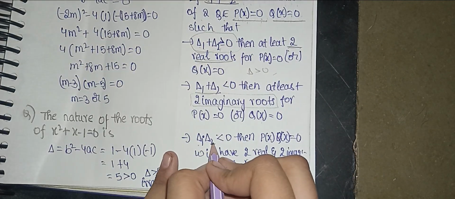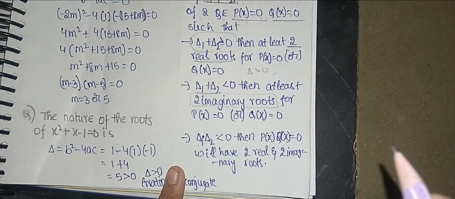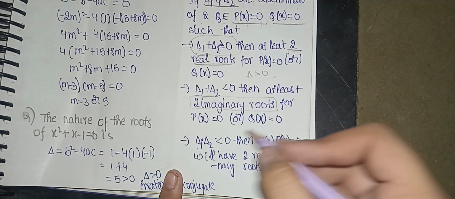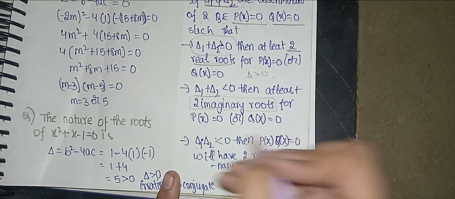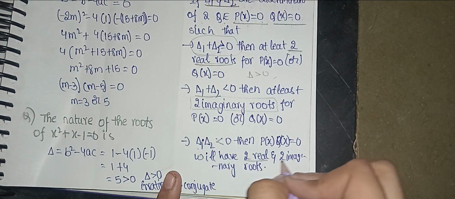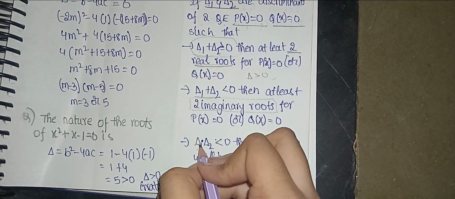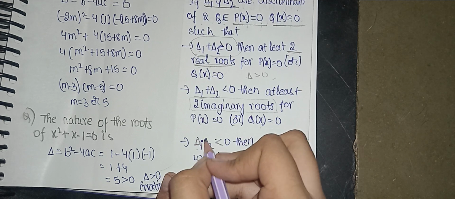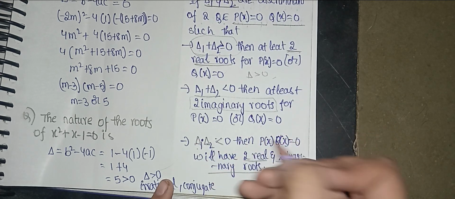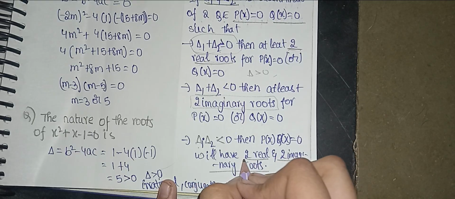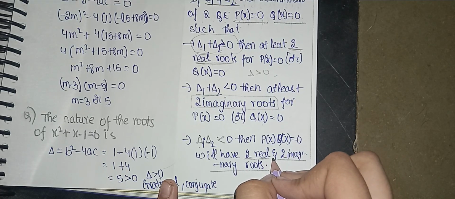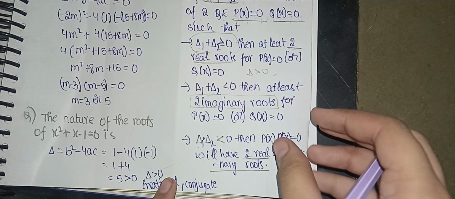In the same way, you have to remember this. And here, if we multiply two deltas and the product is negative, means we'll get two real roots and two imaginary roots. Understood?